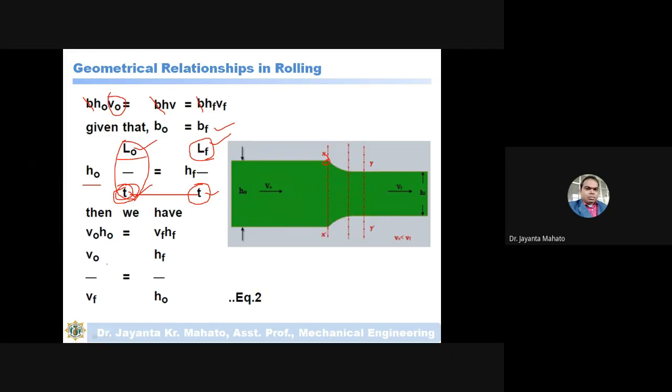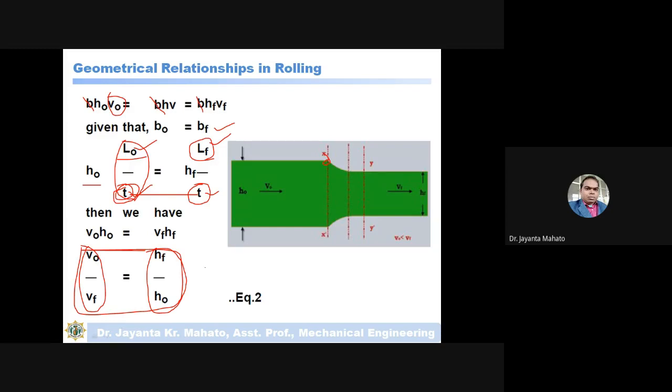Or you can also write the ratio of the entrance velocity and the final velocity of the material will be the same as the ratio of the height reduction with respect to the original height.